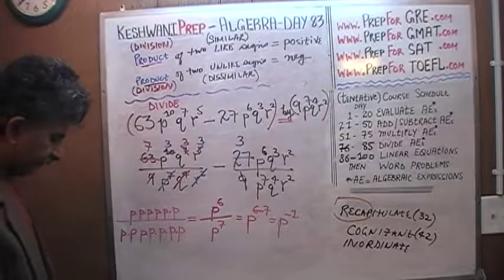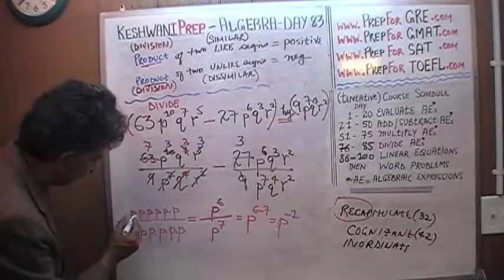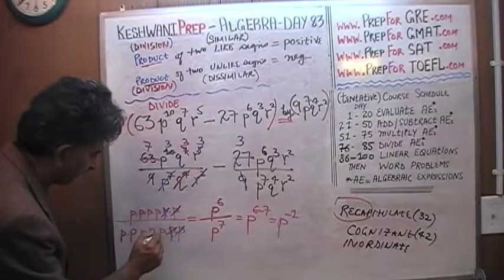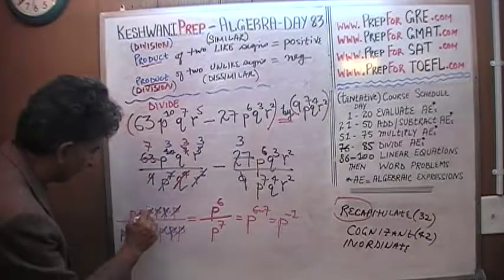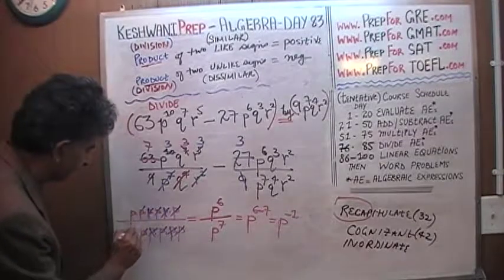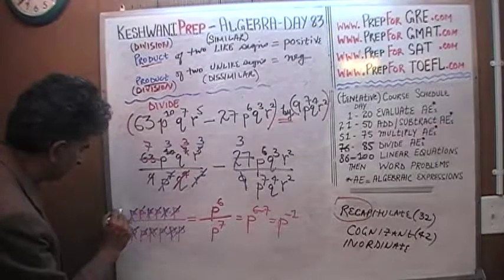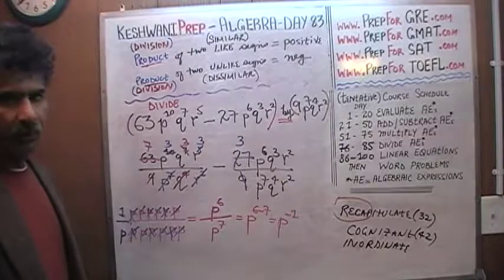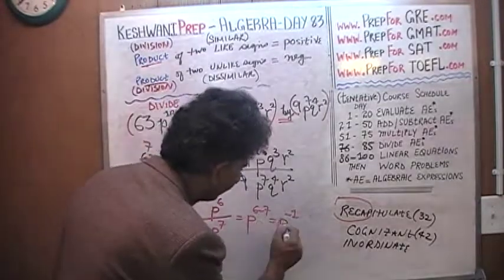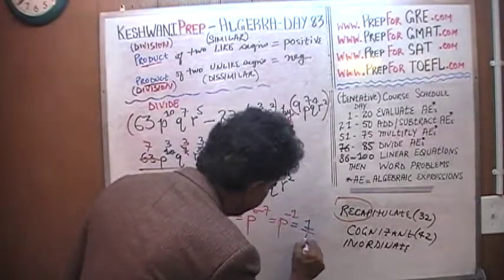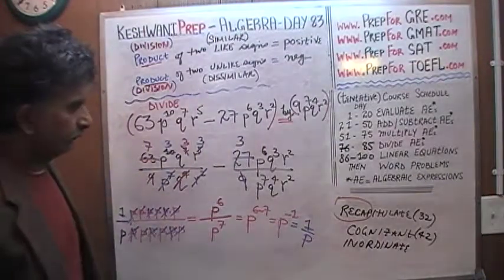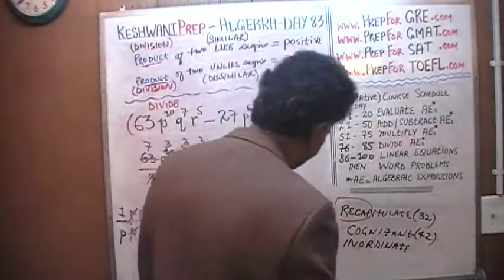Well, what we're going to see is that these 6 p's, this is going to go with that one, this is going to go with that one, this is going to go with that one, this is going to cancel out with this one, this is going to go with that one, and what we are left with is 1 over p. 1 over p, p to the negative first power is the same as 1 over p. That is correct. For example, let's erase all of this here.